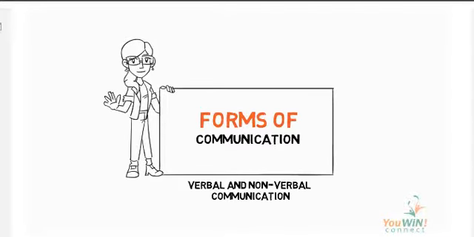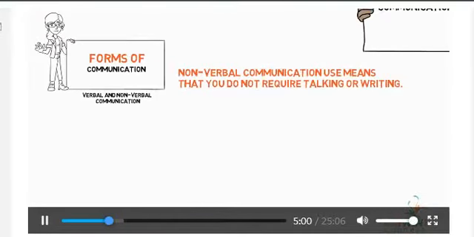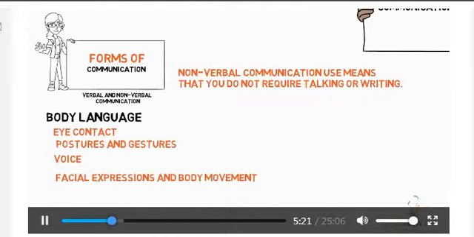Non-verbal communication uses means that you do not require talking or writing. Body language, for example, consists of several elements. When you talk about body language, you talk about eye contact, your postures and gestures, your voice, your facial expressions and body movement. Eye contact is very important in sending or receiving messages. It can be a signal of interest, recognition, honesty, or credibility.